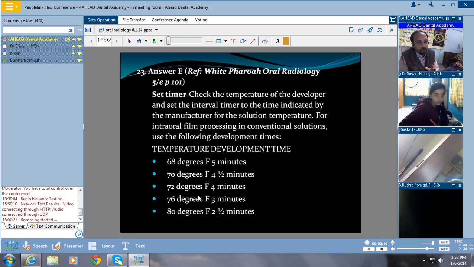Okay, is it clear? So just remember one value, 68 degrees 5 minutes, and then just make a mental calculation. For every 2 degree rise in temperature, you are reducing the time by half a minute. Is it clear?